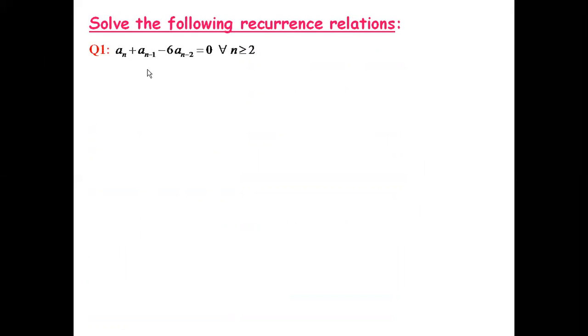First question: a_n + a_{n-1} - 6 a_{n-2} = 0 for all n greater than or equal to 2, with the given conditions a_0 = -1 and a_1 = 8.